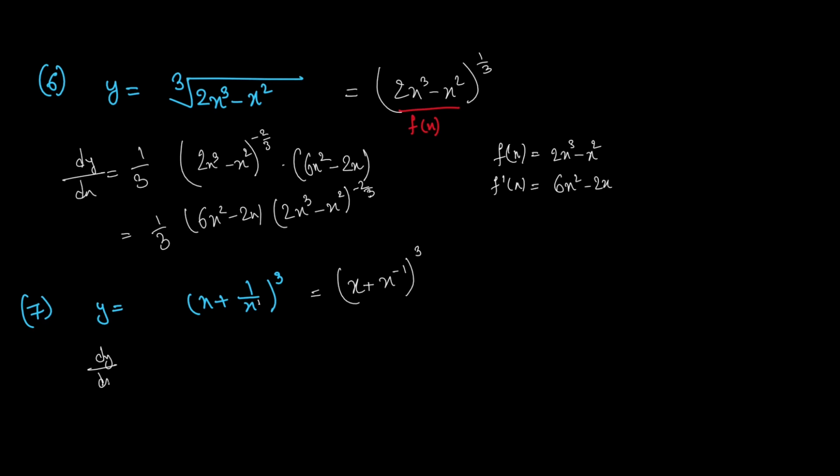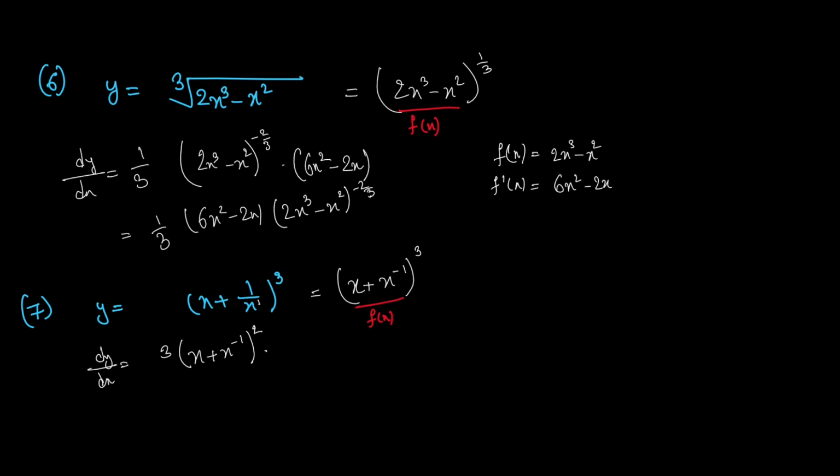So dy by dx. And now let's start. Our power was 3 initially, so that will come on front. And now this is our f(x). Our f(x) will remain as it is, so x plus x to the power minus 1, and then the power 3 will decrease by 1. So 3 minus 1 will give us 2.